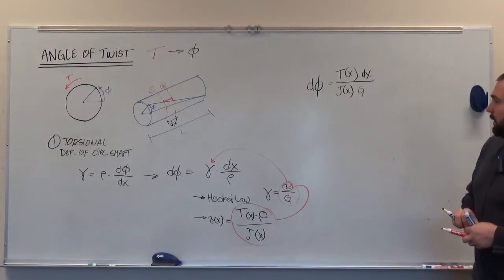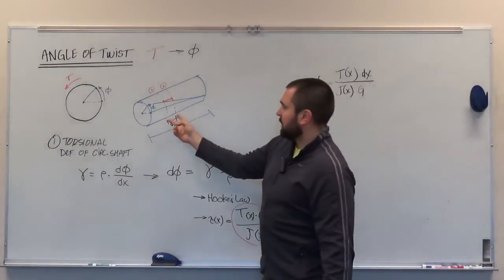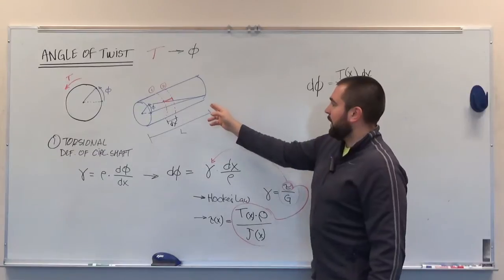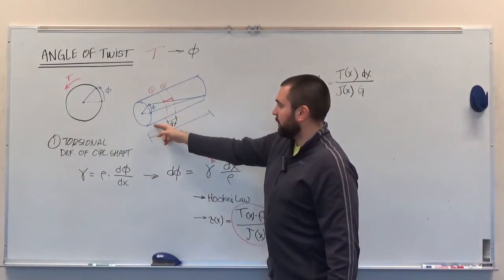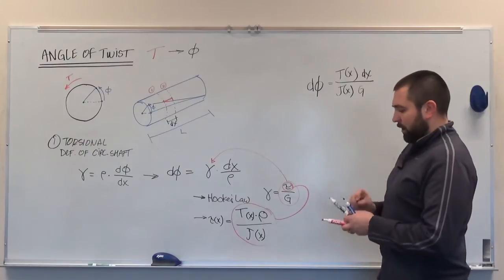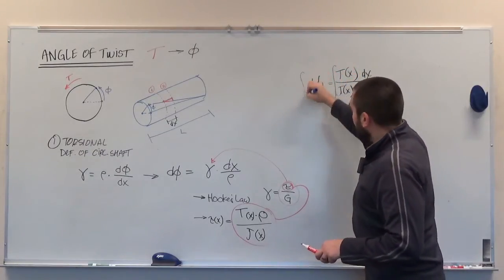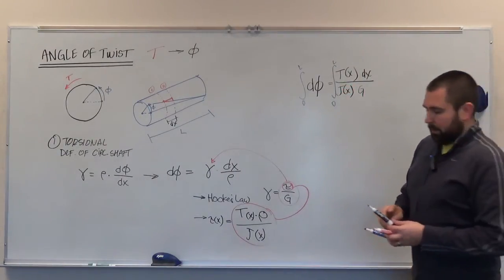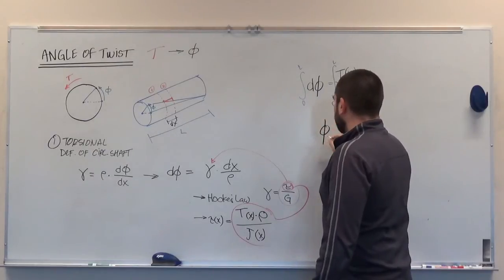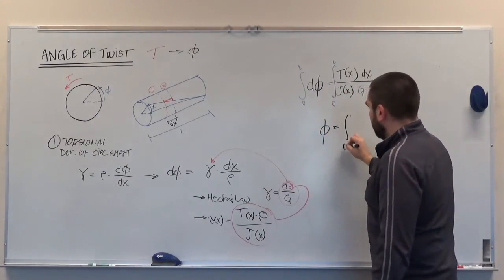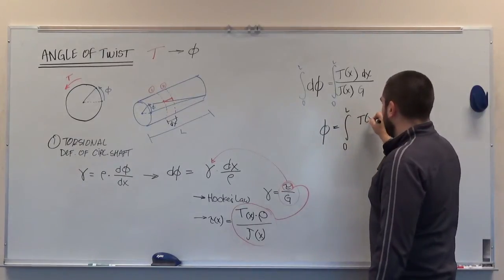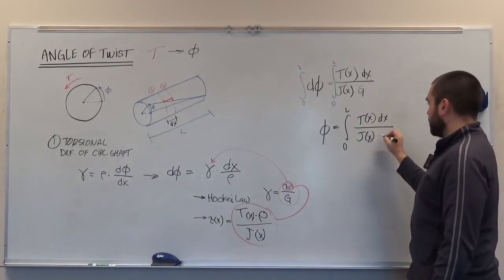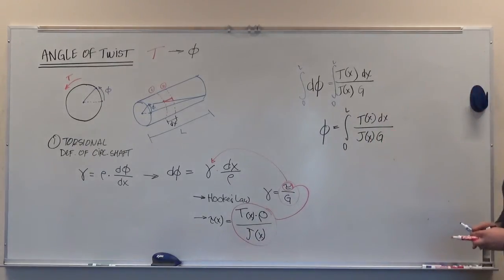divided by the modulus of rigidity, or the shear modulus as well. But again, we usually don't care about just the change in angle of twist between two differential sections. Usually we care about adding up all of those differential changes in the angle of twist along the length of the shaft. And so all that I'm going to do here is integrate both of these sides across the entire length of that shaft. And so what I end up getting is that the angle of twist is equal to the integral over the length of the shaft of T of x dx divided by the polar moment of inertia as a function of x times the shear modulus G.